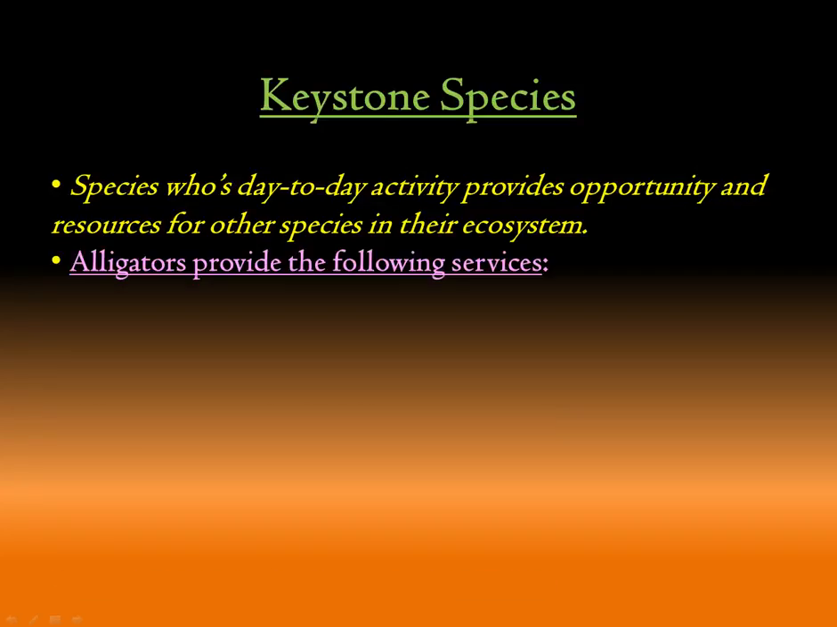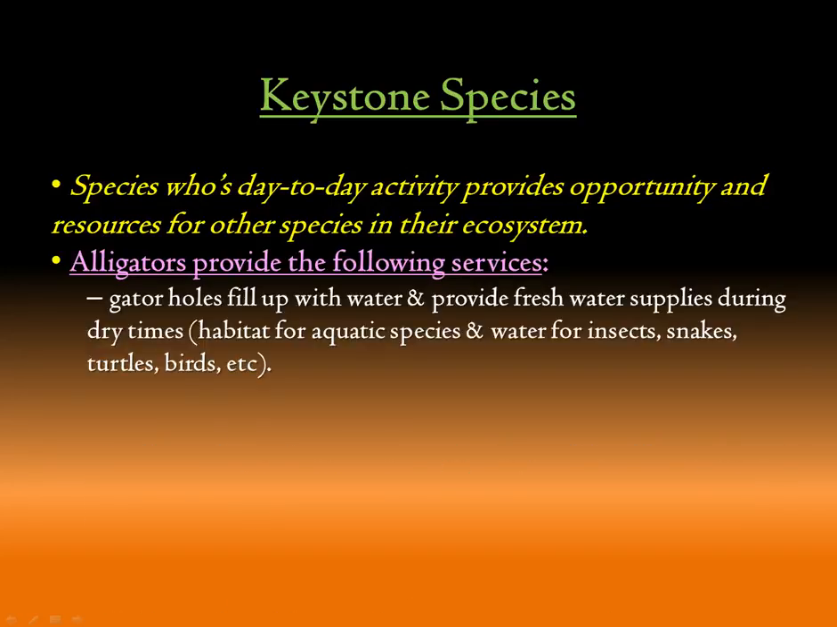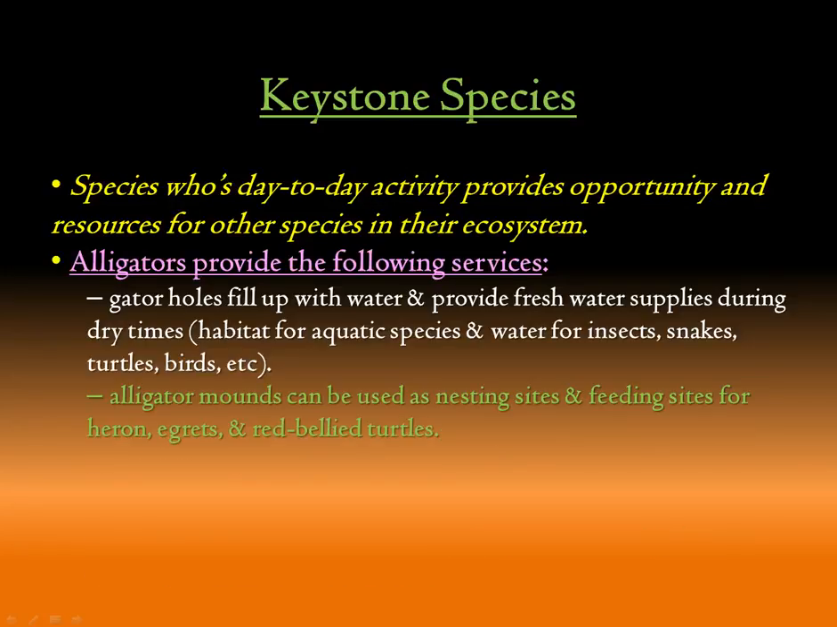So for example, alligators provide the following service to their particular ecosystem. They dig gator holes to nest and so forth. Well, those gator holes will fill up with water and provide a micro habitat for aquatic species, including insects, small fish, snakes, turtles, etc. So other species will use these gator holes as either a water supply themselves or as a habitat. Alligator mounds serve as nesting sites or feeding sites for big birds or some of the other reptiles in the ecosystem. Going back to gator holes real fast, they're not nesting holes. They're more or less areas where they'll dig out to cool off and things like that.